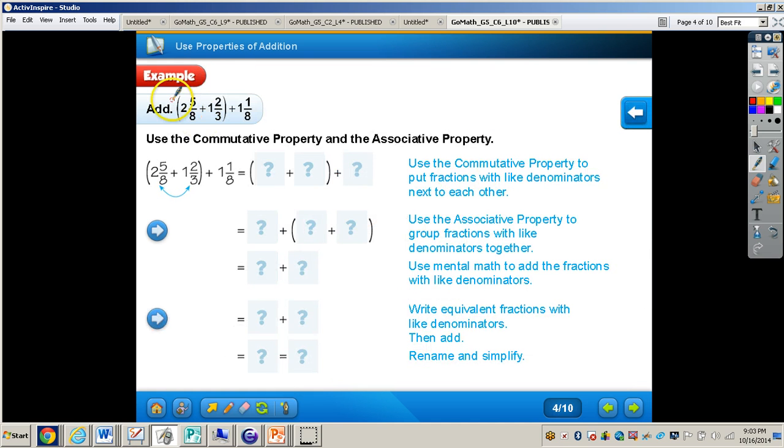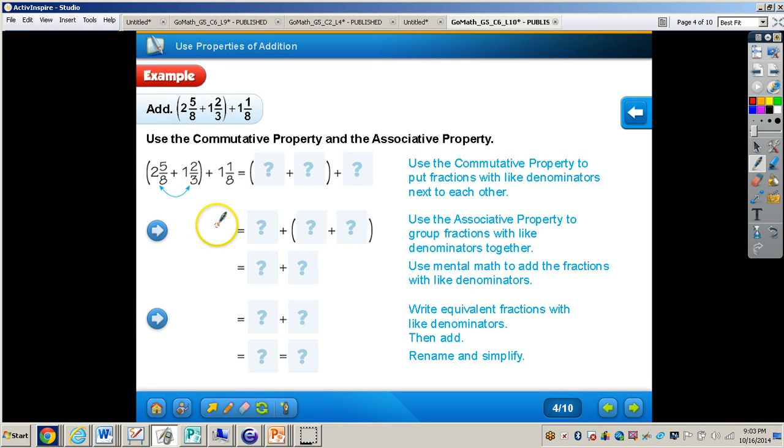Okay, now we have the problem of 2 5/8 plus 1 2/3 plus 1 1/8. This is on page 282. And what we're going to do with this, we're going to actually use the commutative property, where we can order the addends in whatever order, and we'll still have the same answer. And also the associative property, which we talked about, where we're able to group fractions with like denominators together. Okay, so we have 2 5/8 plus 1 2/3 plus 1 1/8.